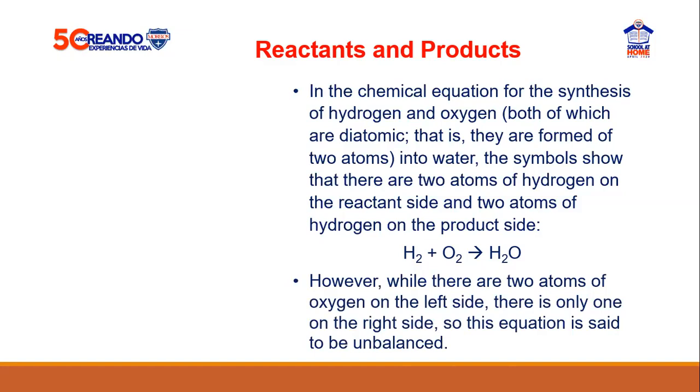However, while there are two atoms of oxygen on the left side, what happens on the other side, on the right side of the arrow? There is only one atom of oxygen and two atoms of hydrogen. So we say that the equation is unbalanced, right? Because the numbers do not add up, okay?